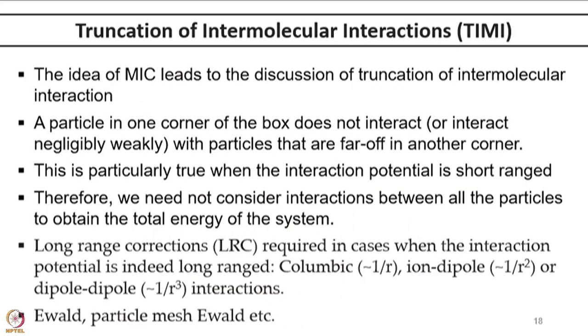Another thing that works very well with MIC is the truncation of the intermolecular potential. Many times we actually do not have to go all the way to the minimum image length, because intermolecular potentials are often short range, and for the Lennard-Jones potential we might take it up to the third neighbor or so. After that, the intermolecular potential becomes negligibly small. So when the interaction potential is short range, we need not consider interaction between all the particles. Then we can have a kind of box within which we will consider the interaction. This is then combined with the minimum image convention to take care of the finite range of the intermolecular interaction.